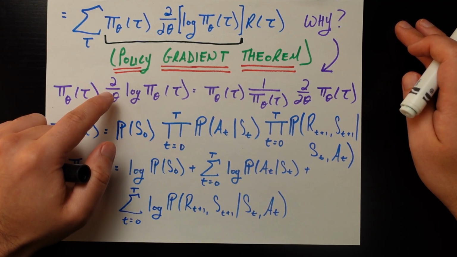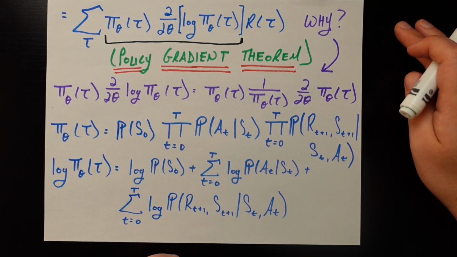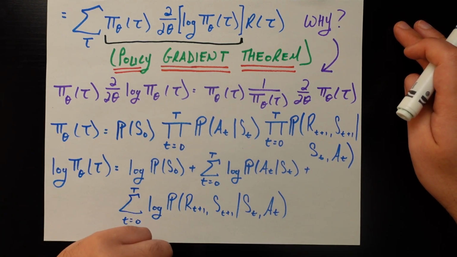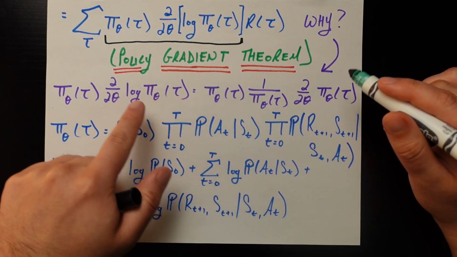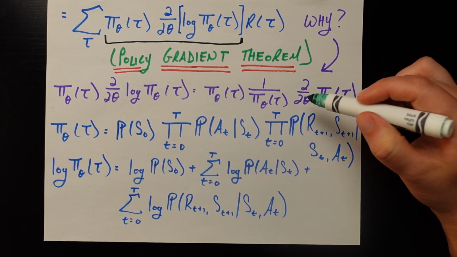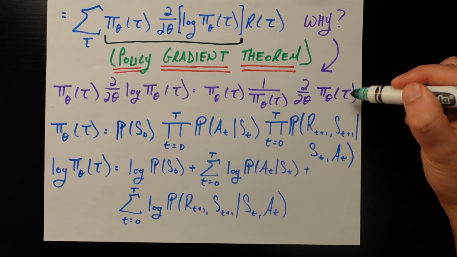We can say, what's the derivative with respect to theta of this log of pi theta of tau? Well, appealing to the definition of the derivative of log of something, that's going to be 1 over the argument of that logarithm, which in this case is pi theta of tau, times the derivative of the argument of that logarithm, which is pi theta of tau.